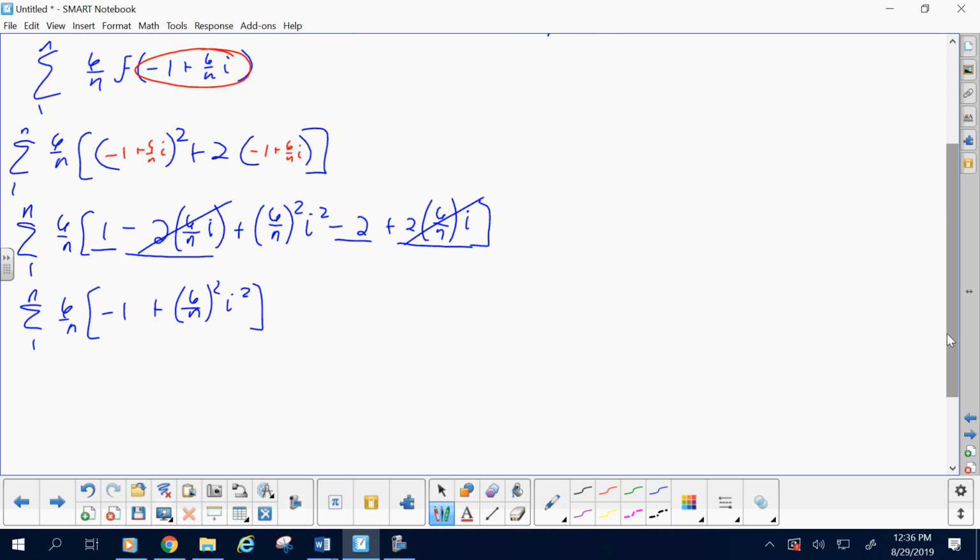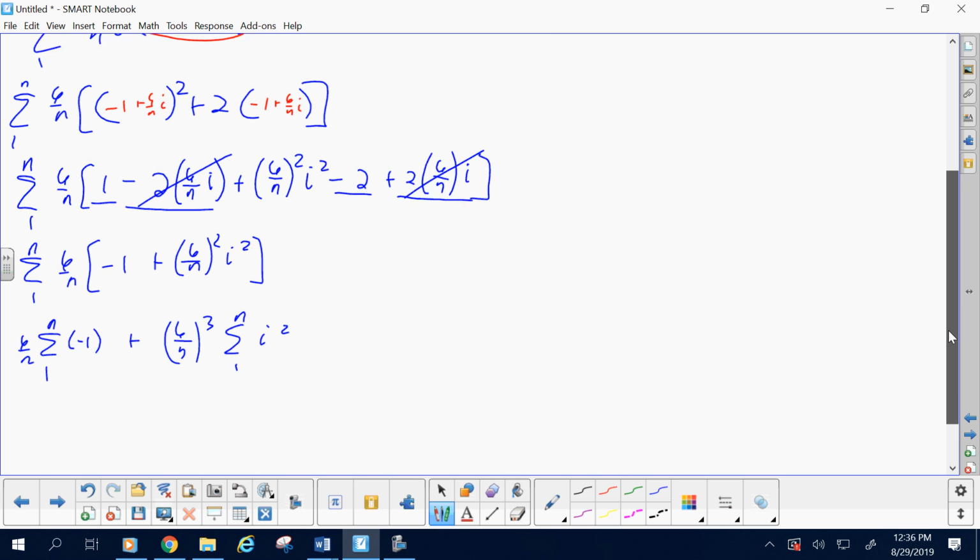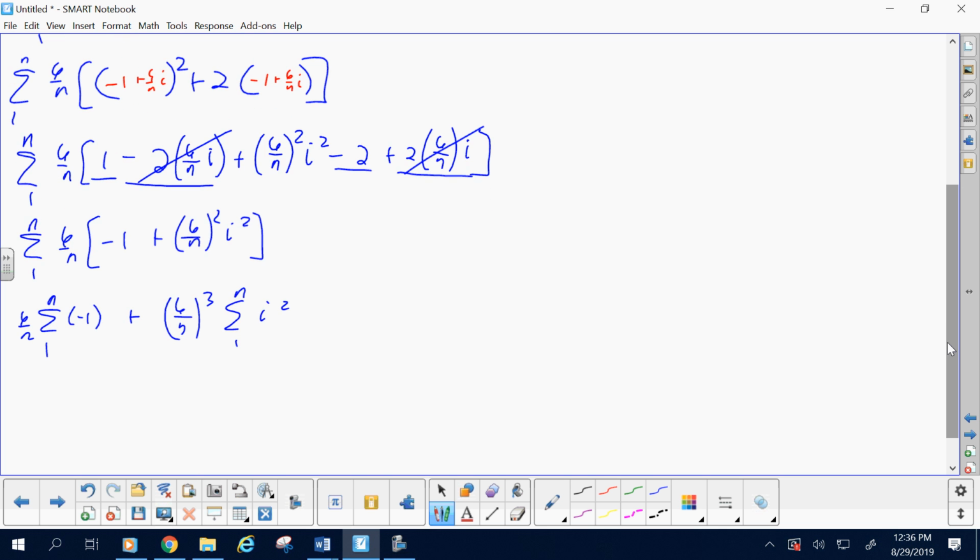Okay, now then, if I blow this up, I have 6 over n times a bunch of -1's and 6 over n cubed times a bunch of i squareds. You tracking? Okay. Now, when I use the formulas, what's the sum of a bunch of -1's? -1 n times, and the sum of squares is n times n plus 1 times 2n plus 1 over 6. Are we done?